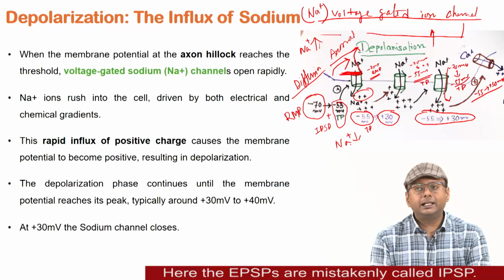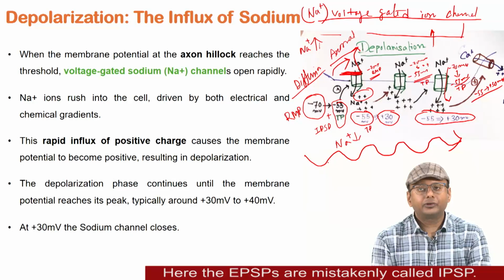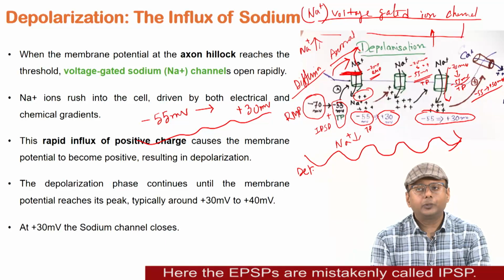Okay. So basically this way one depolarization wave will kind of generate. So this potential which eventually becomes from like minus 55 millivolt to plus 30 millivolt, and this movement of this potential will create a depolarizing wave. Okay. And let's see what happens next.